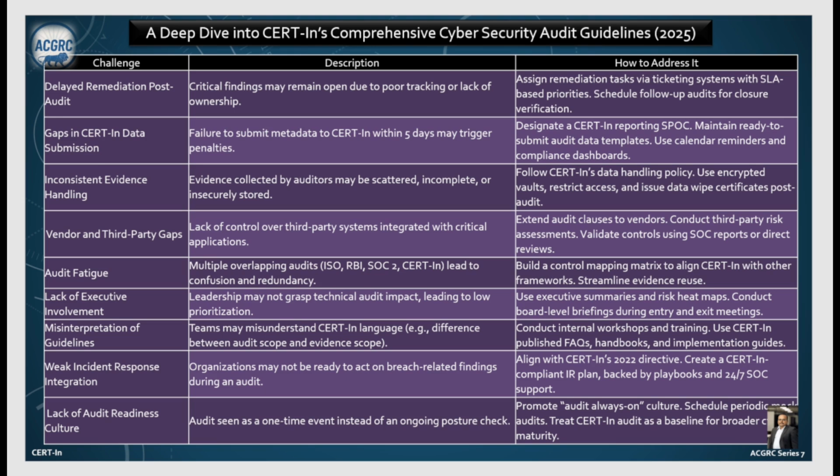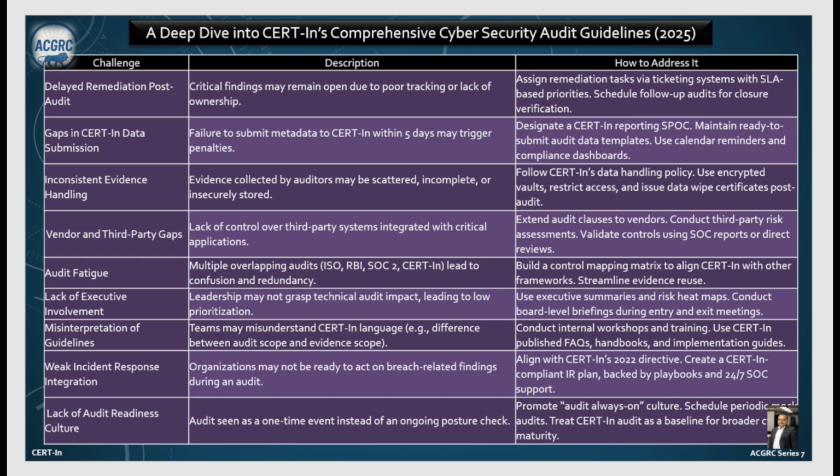The next challenge is failure to submit the metadata to CERT-In within 5 days, which may trigger penalties. This is a challenge of gaps in CERT-In data submissions. You can address it by designating a CERT-In reporting SPOC, also by maintaining a ready-to-submit audit data template, using calendar reminders and compliance dashboards.